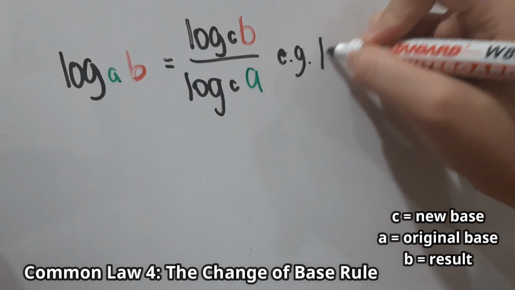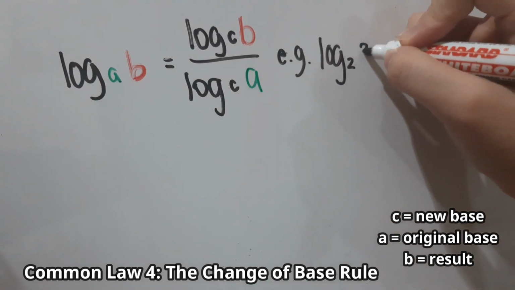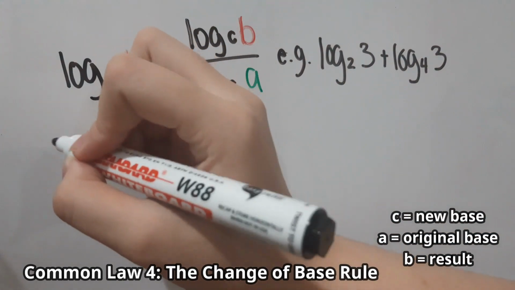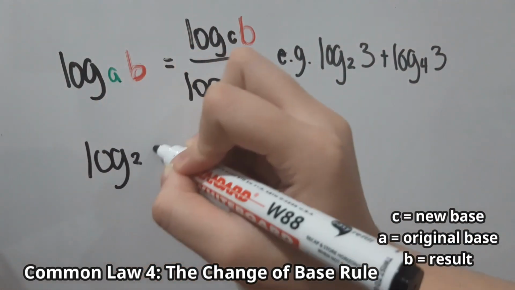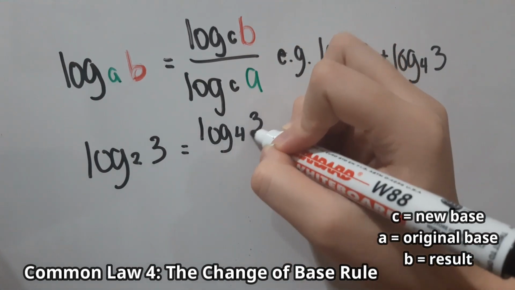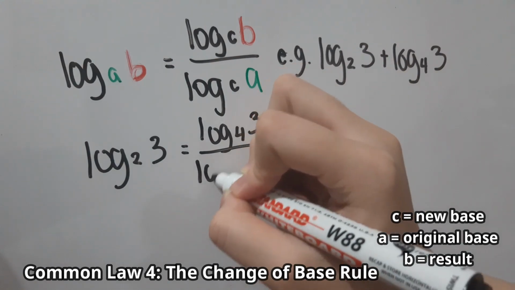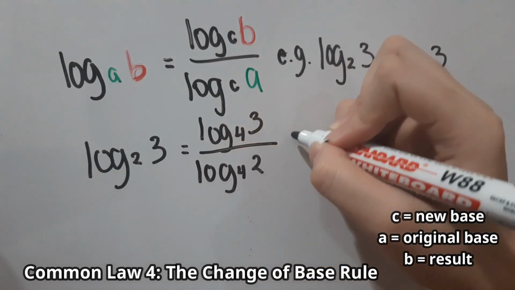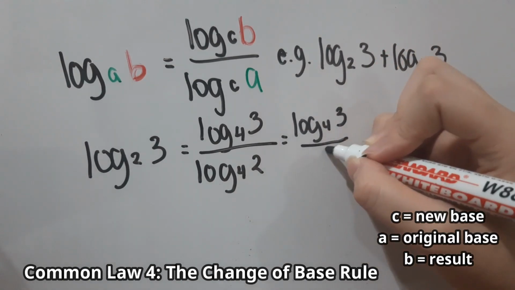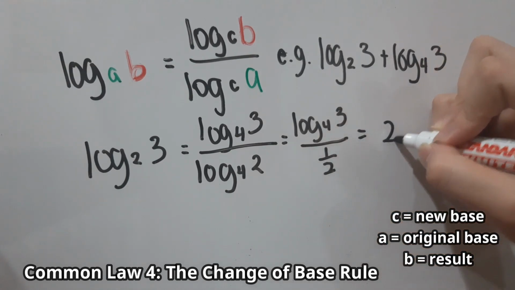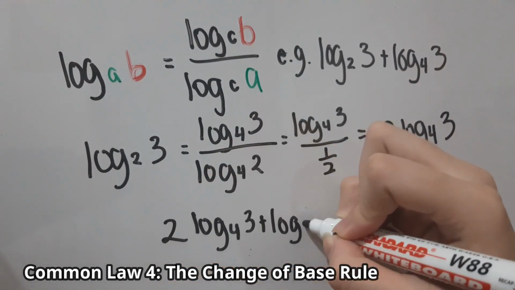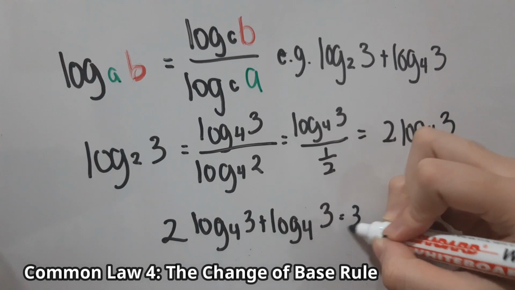For example, we have log base 2 3 plus log base 4 3. You can change one of them to match the other's base. For example, let's change log base 2 3 into having 4 as the new base to match log base 4 3. We have log base 4 3 over log base 4 2, which can be simplified to log base 4 3 over 1 over 2. The fraction below can be multiplied, giving us 2 log base 4 3. Adding that with log base 4 3, we have 3 log base 4 3.